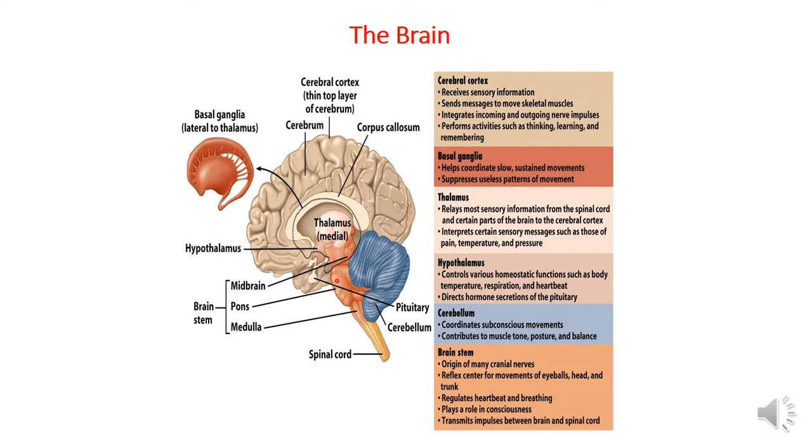And if we go to the brain stem, midbrain, pons, and medulla oblongata, we have a group of nuclei that can control what? That control salivation, that control the heartbeat and the respiration, that control the reflexes regulating the movement of the eyeball. It has a role in the consciousness or the production of alertness. And it transmits impulses between brain and spinal cord.